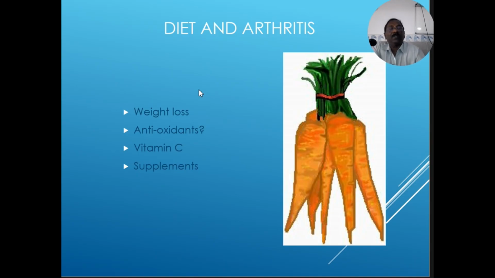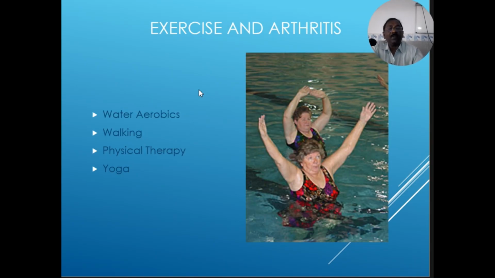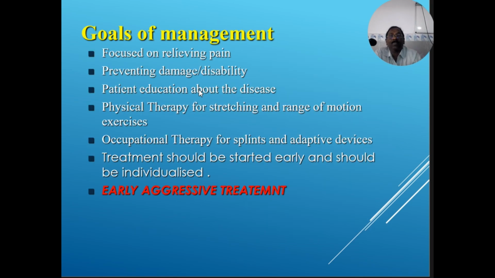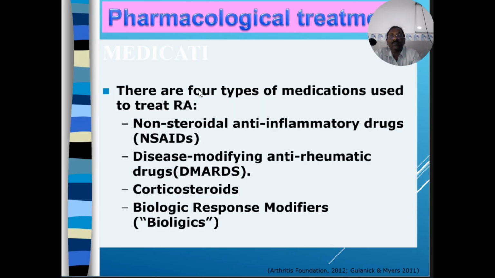Vitamin C also helps, and some supplements. So exercises: swimming is the best exercise. After that, brisk walking is also good, and physical therapy and yoga. What are our goals of management? Focused on relieving the pain, preventing the disease, patient education, physical therapy, and early and aggressive treatment. Already discussed about this slide. So treatment should be started much early, that is very, very important, not early, much early, and should be individualized.